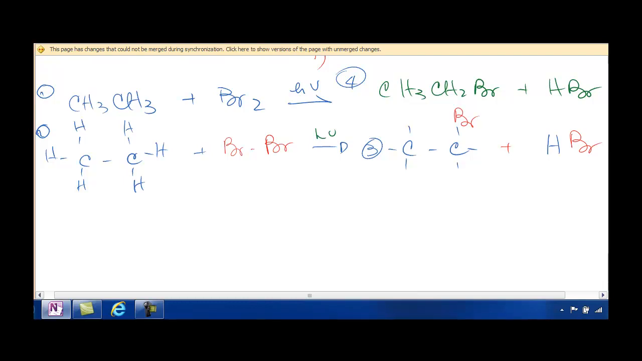Okay. What about if I, this is an old one. Combustion. Let's say if I have this, CH4 and O2. What are my products?